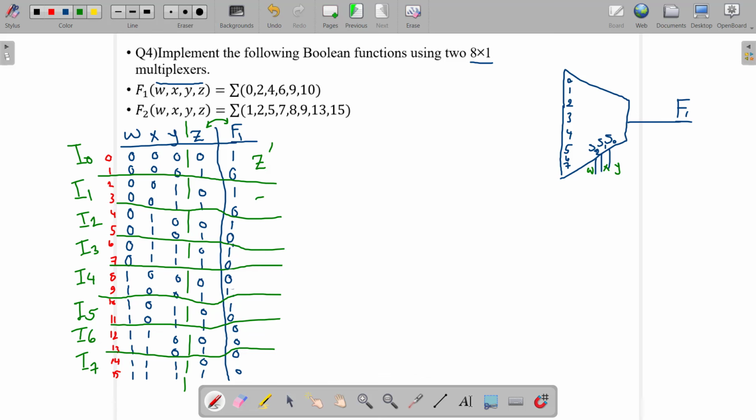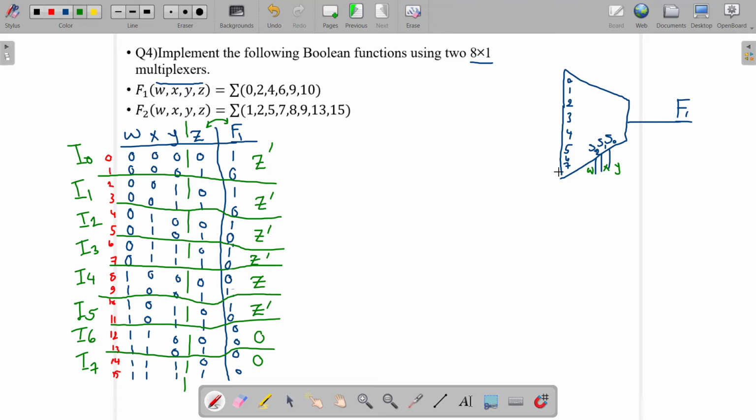prime. Again, here is Z prime. Here is the Z prime. So here is, again, Z prime. Here is equal to Z. Here is equal to Z prime. Here is equal to 0. And here is equal to 0.